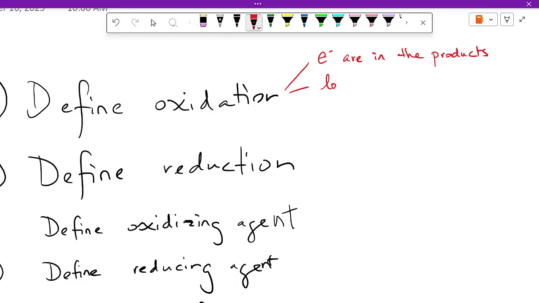So oxidation is losing electrons. And if you needed to remember that, is there a little mnemonic device you can use? What is it? Leo. Leo the lion says, grr. All right, so what is the definition of reduction, Stephen? Yep, gaining electrons.